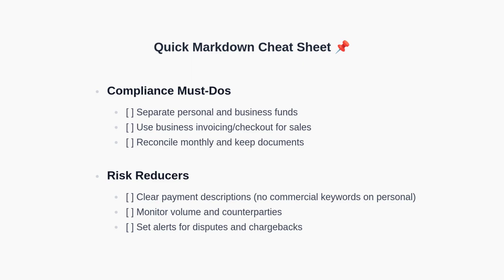Here is a concise checklist in Markdown format. First, separate personal and business funds. Next, use business invoicing or checkout for sales. Then, reconcile monthly and keep documentation. Additionally, reduce risk by avoiding commercial keywords on personal transactions, monitoring volume and counterparties, and setting alerts for disputes and chargebacks. Now, let us reinforce the main takeaways.